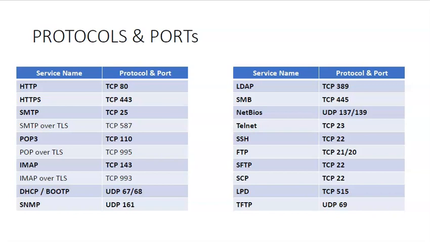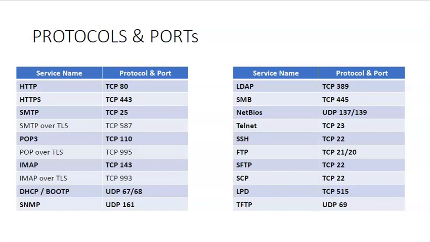Then we have SNMP, which is the Simple Network Management Protocol. That is also a plain text protocol and it works on UDP port number 161. Next we have LDAP, which uses TCP 389. LDAP is the Lightweight Directory Access Protocol. So Microsoft AD, Active Directory, is an implementation of LDAP.